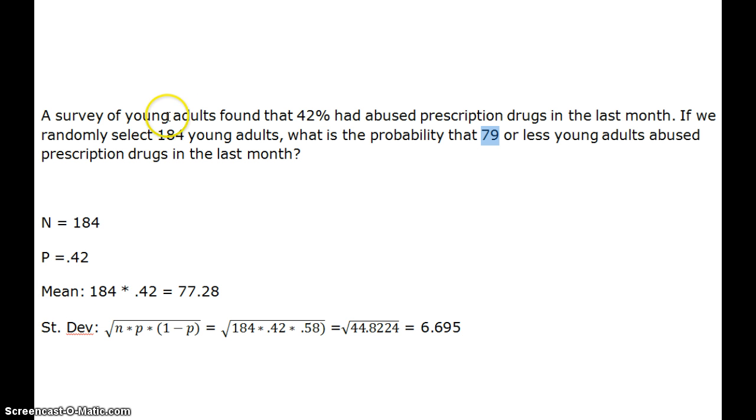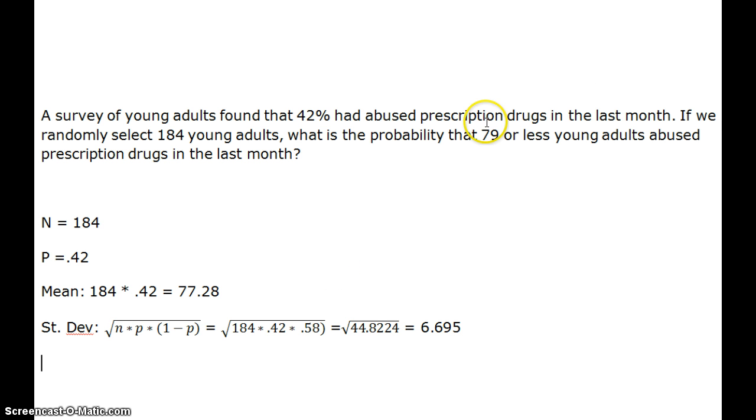So to start a binomial problem like this, you have to figure out what the mean is. The mean is just the number of times the trials run, and this time we're asking 184 people, times the probability of success. So 184 times 0.42 gives us the mean: 77.28 people have abused prescription drugs. And to find the standard deviation, we use this formula. Just plug the numbers in, multiply them, take the square root, and you get the standard deviation of 6.695.